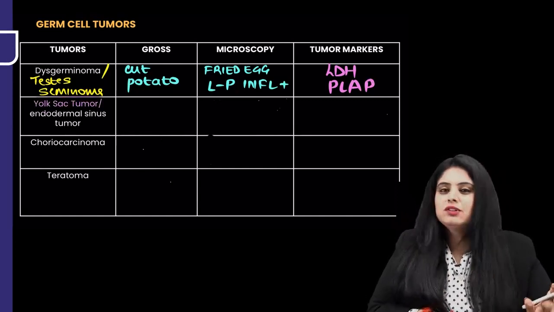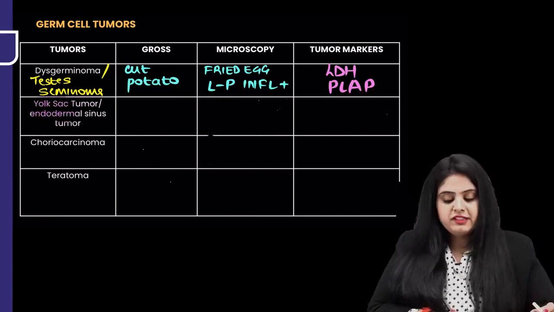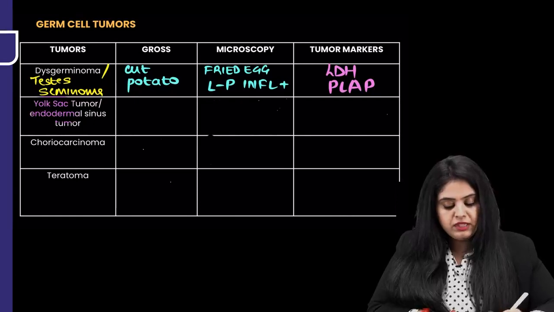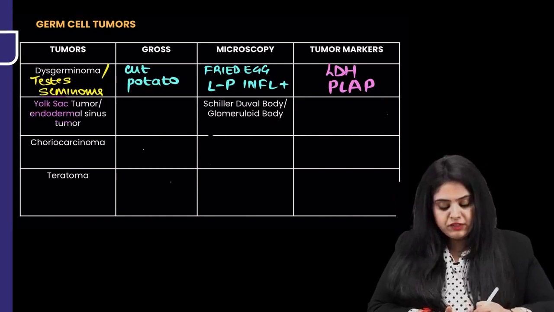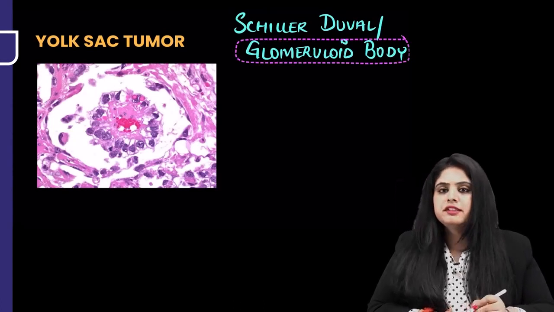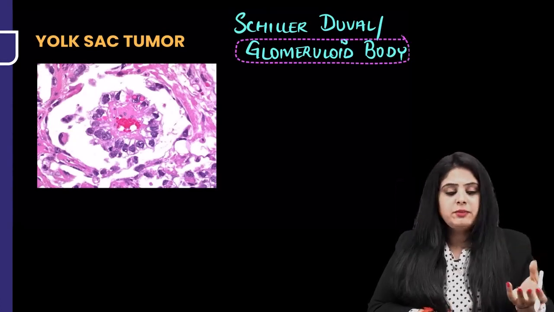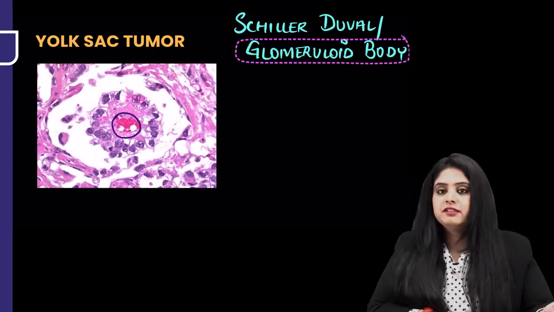Yolk sac tumor. Yolk sac reminds me of fetus. So it's reminding me of endoderm. Yolk sac means endoderm, endodermal sinus tumor. What is it going to show me? The most characteristic body of this chapter: Schiller-Duval body or glomeruloid body. Firstly, why did you call it glomeruloid? Because it looks like a glomerulus. What is in the glomerulus? Kidney chapter. Glomerulus has blood vessels in the center. So this is going to have a blood vessel in the center.